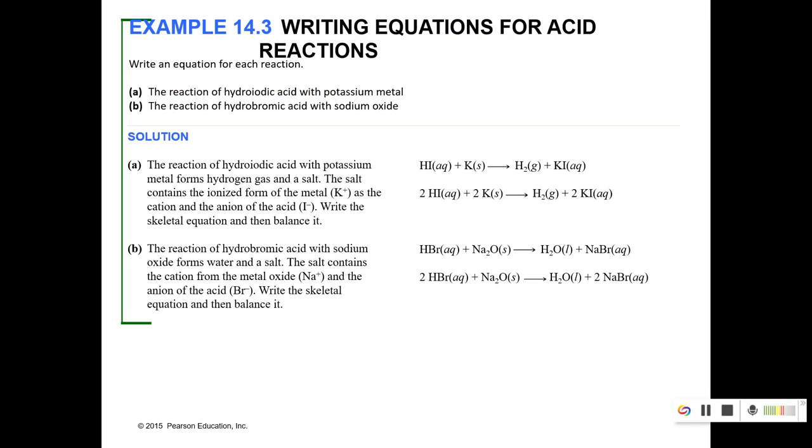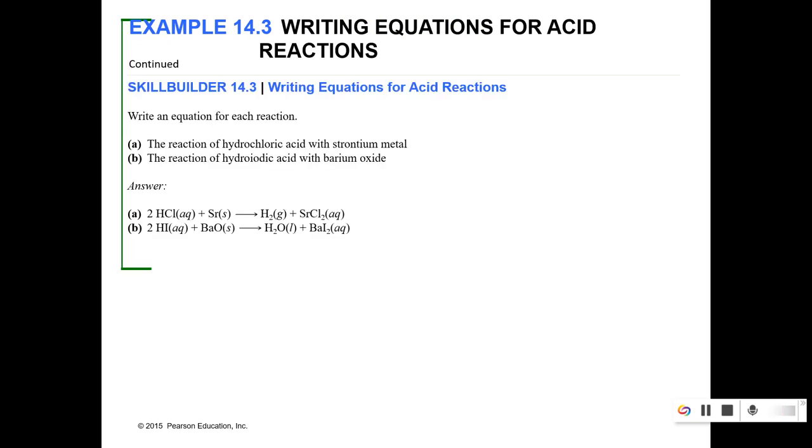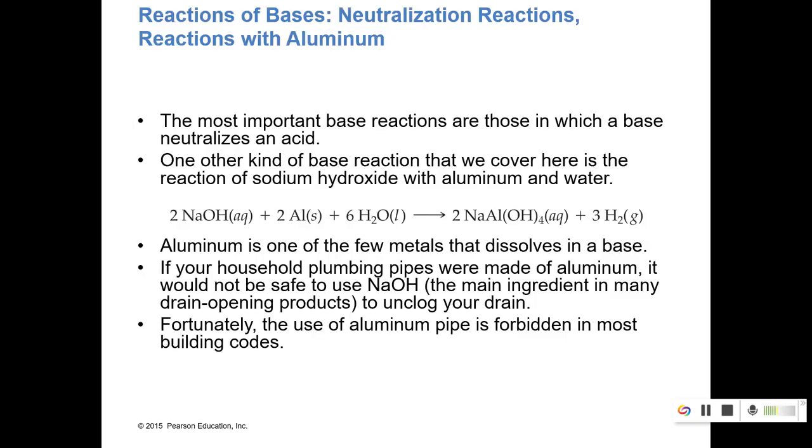So we're going to skip these parts. If you want to look at them, you're more than welcome to. All right, and this is the end. This is just a reaction with a base. Aluminum can react with a base, and it makes something called alum, which we talk about later on.